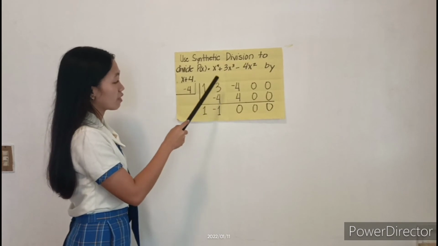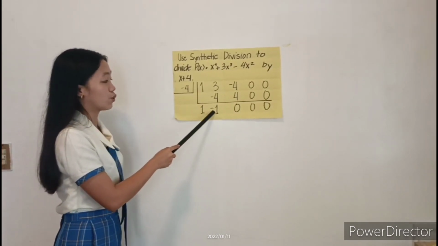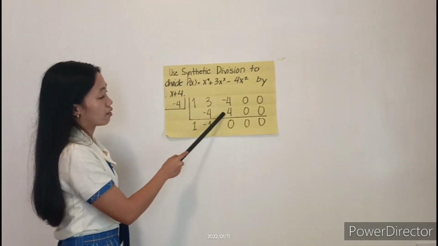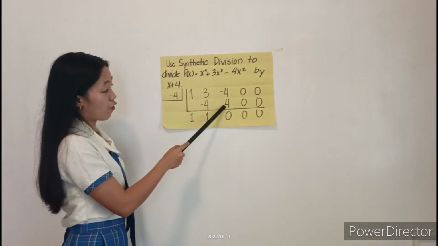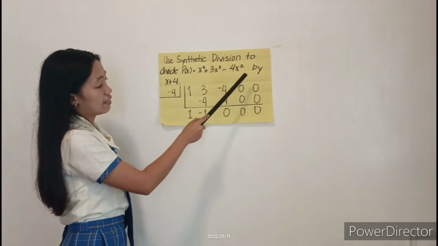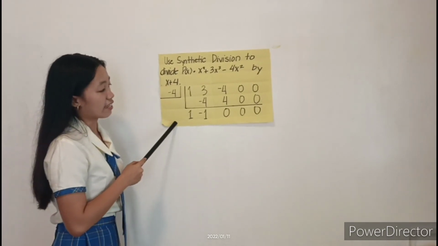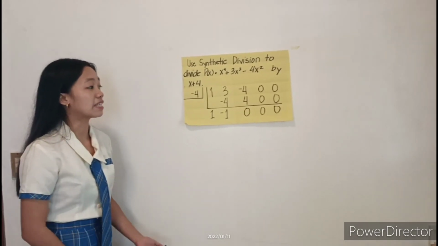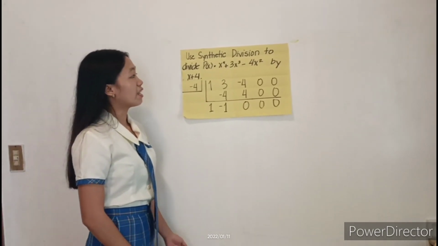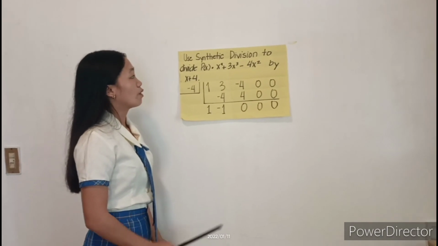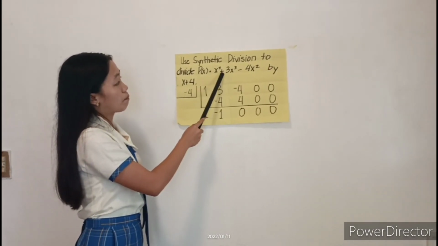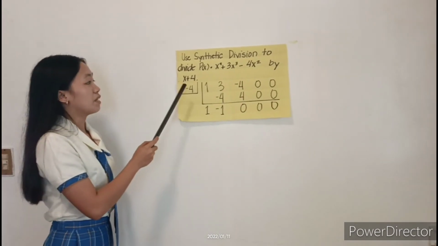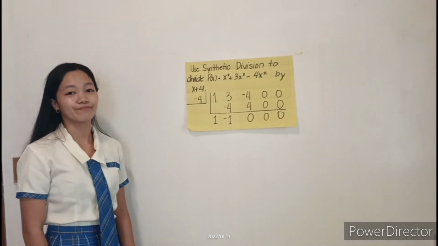Then after that, bring down 1 and multiply by negative 4, which is equal to negative 4. 3 plus negative 4 is equal to negative 1. Negative 1 times negative 4 is equal to 4. Negative 4 plus 4 is equal to 0. Then now, we have here that the last term in our quotient is our remainder. So this means that the remainder when p of x, which is equal to x raised to 4 plus 3x cubed minus 4x squared, is divided by x plus 4 is 0.